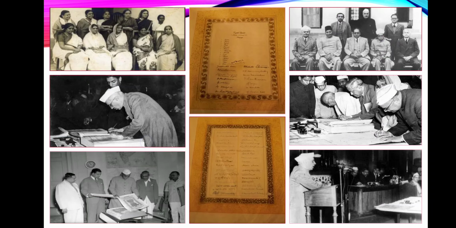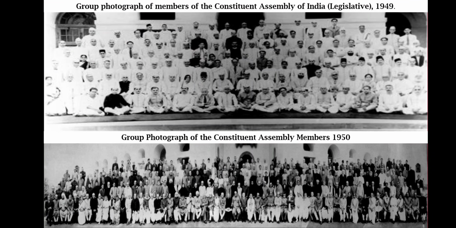This way we finished this chapter. There are certain pictures where Constituent Assembly members are signing the constitution, and two documents show the signatures and the names of the people who have signed. These are the people of the Constituent Assembly. With this we have finished this chapter.